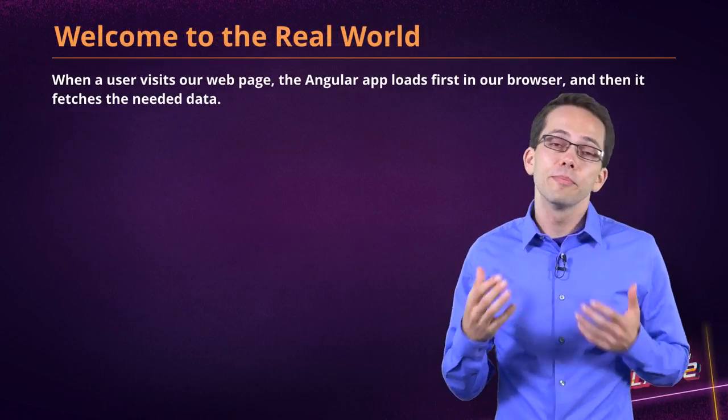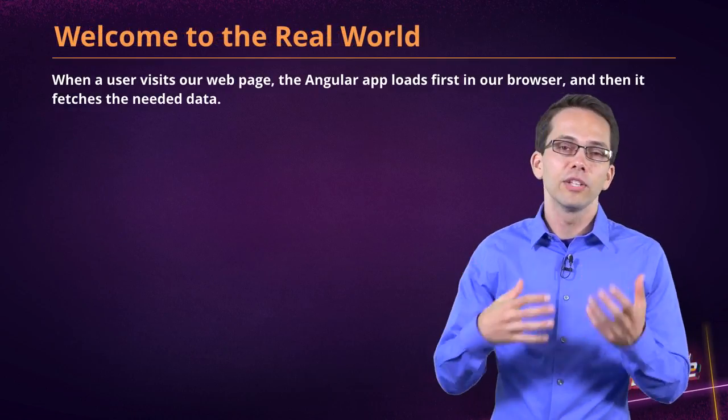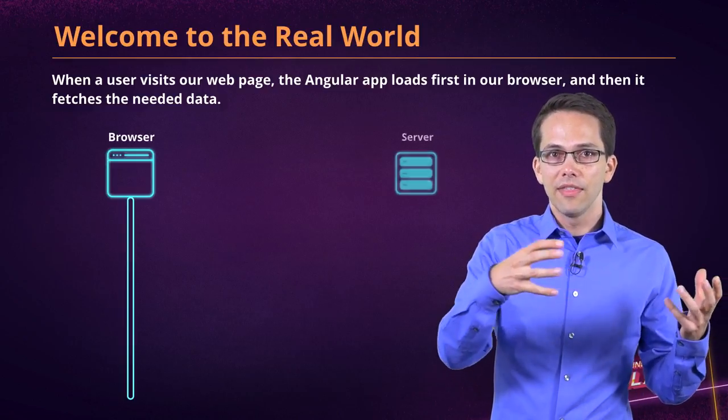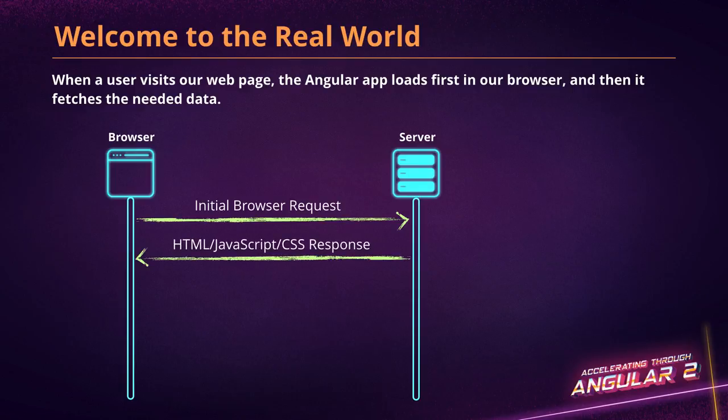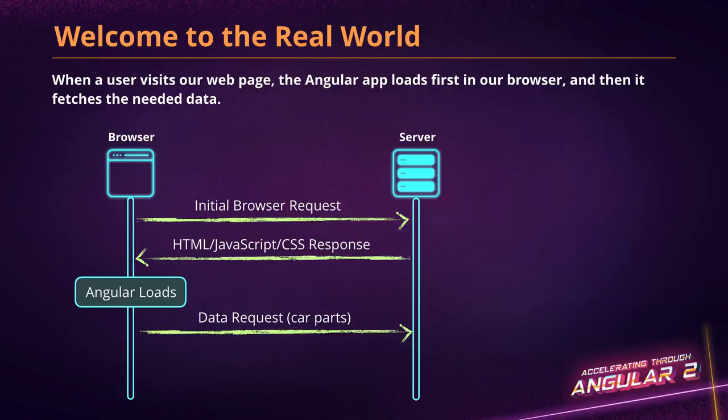Before we get into it, it's important that you understand how Angular loads first in our browser and then loads data. So when our browser first tries to access our website, it sends back HTML, CSS, it loads up Angular, and then when it's done loading, it'll go back and fetch API data like car parts, and then our server sends back JSON, which then loads into our page.